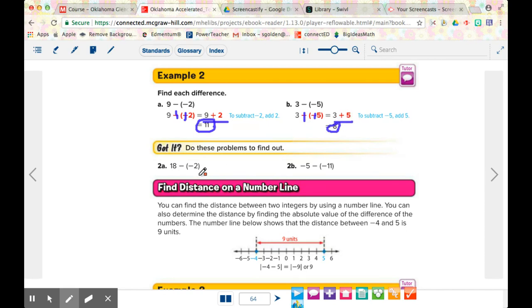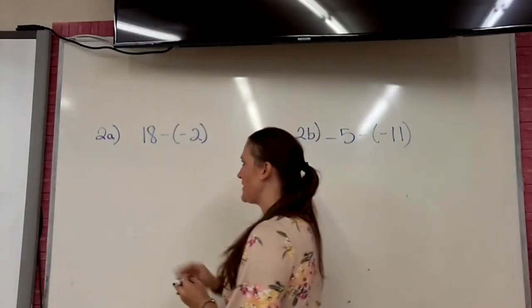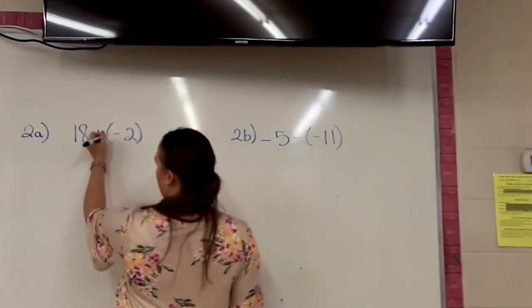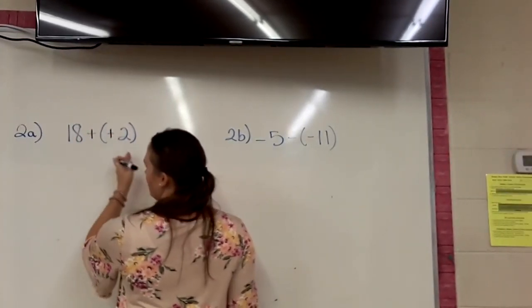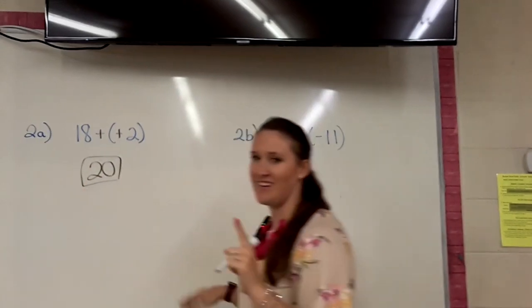So what I want you to do now is try 2A and 2B on your own. You'll pause the video, then press play to see them worked out to check and see if you got it correct. Okay, looking at example 2, the first one, 18 minus negative 2. So we would keep, change, and now just have 18 plus 2, which is 20. Hopefully you got that one right.